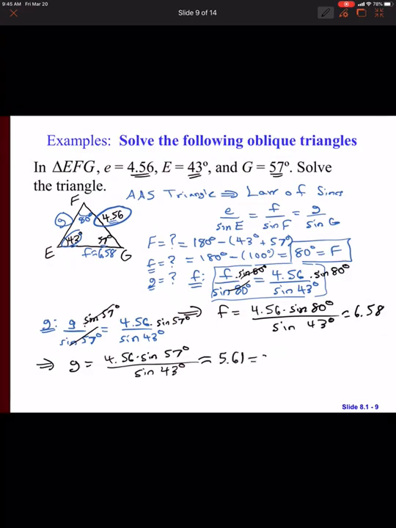There's side G. So again, we found all 3 sides. We can go back to the triangle we drew at the beginning and label in side G, which we just found to be 5.61 units in length. So we got all 6 parts. We just solved an oblique triangle using the law of sines.